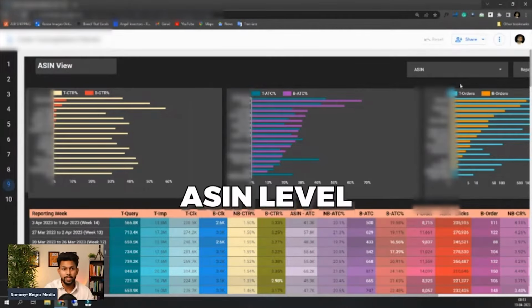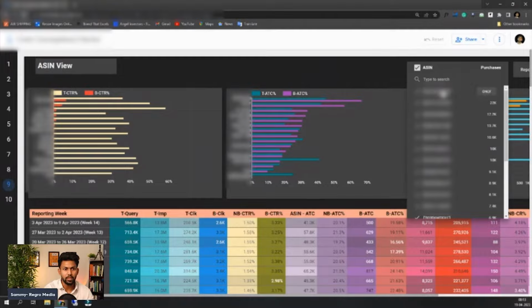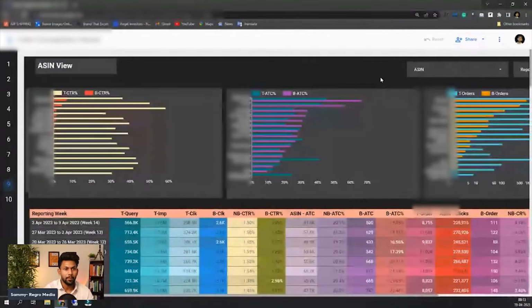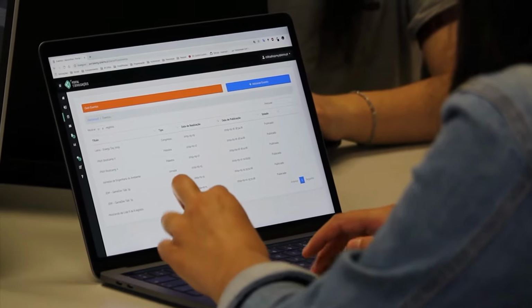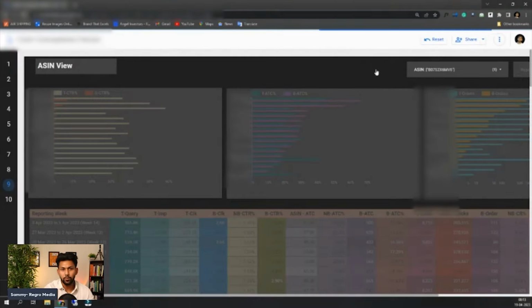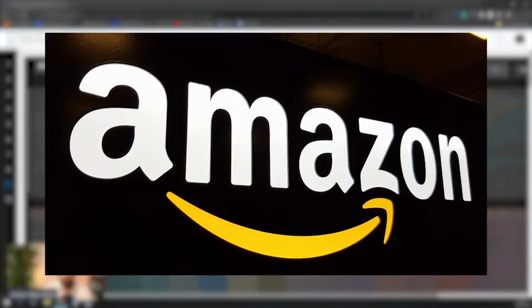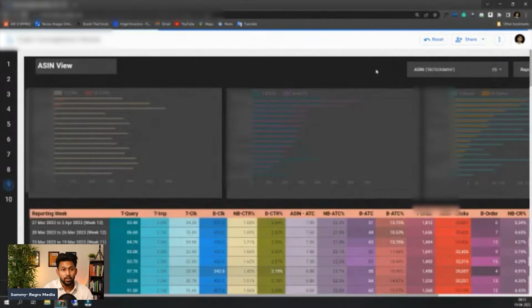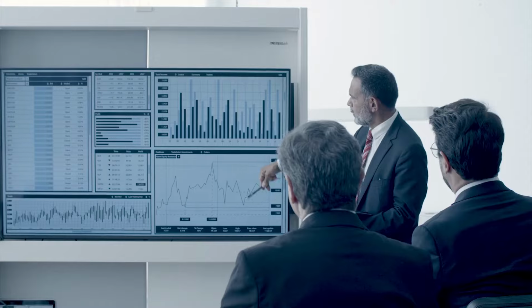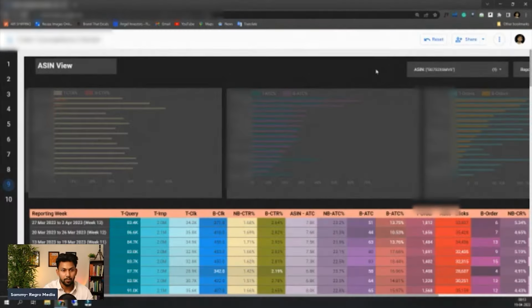So this is at ASIN level. What we can do is probably select only one ASIN, and the rest of the data optimizes based on that. Now if you see, all the data will be optimizing based on this ASIN that we have selected. And now we can make decisions based on what is performing and not performing for that ASIN only. And this data is coming directly from Amazon. That is why there is nothing to worry about regarding accuracy, because this is pure accurate data coming from Amazon.